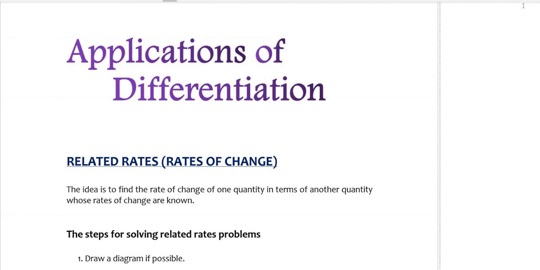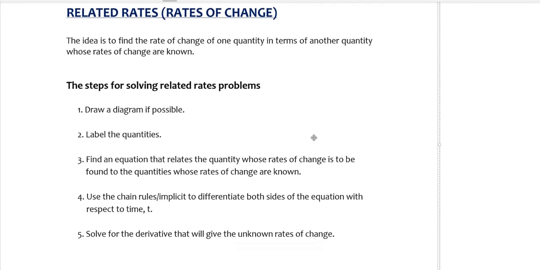So in this video, we will move on to the new chapter, applications of differentiation. The first subtopic will be on related rates of change. The idea here is we want to find the rate of change of one quantity in terms of another quantity whose rates of change are known. For example, we want to find the rate of change in the area where we know the rate of change for the radius.